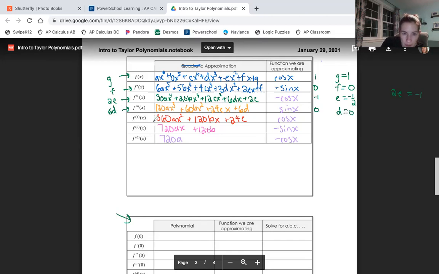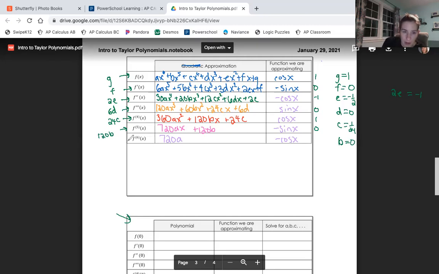Okay, so now if I plug 0 into the fourth derivative, I'm left with 24c. If I plug 0 into cosine, I get 1. So now I need 24c to equal 1. So then c has got to be 1/24. All right, let's go on to this one. So now if I plug 0 in for x, I'm left with 120b. And then if I plug 0 into sine, that's 0. So that lets me know that b is 0.